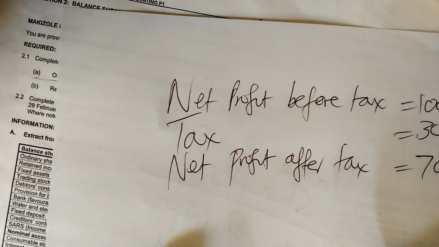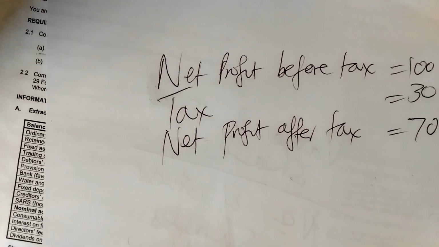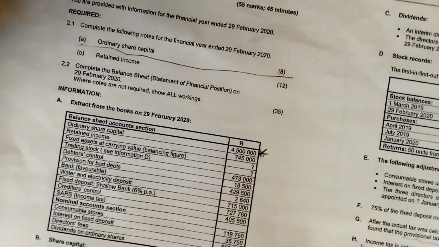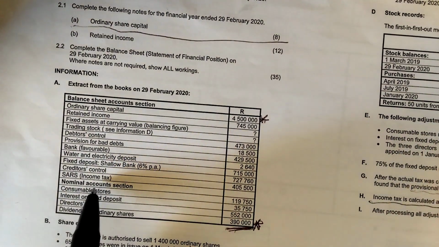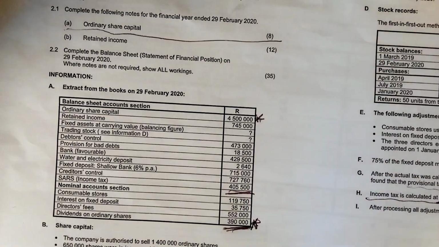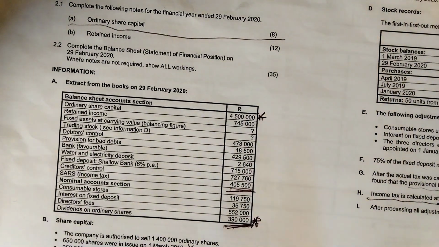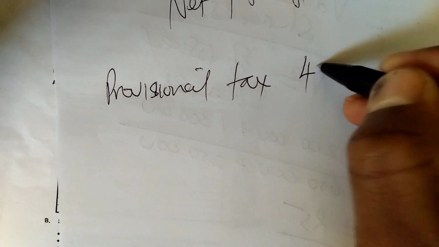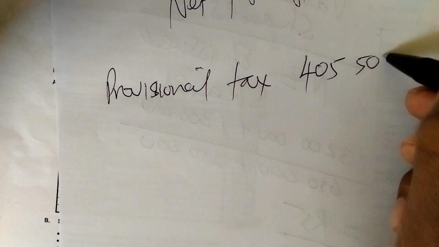Now, so what do we want to calculate? In this particular case, we are told that, okay, let me just show you the provisional tax payment there. So we've got the provisional tax payment under your SARS income tax of 405,500, right? So there was a provisional tax. So let me put it here, provisional tax. There was a provisional tax of 405,500.